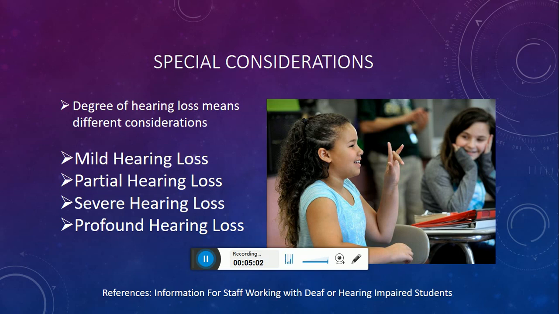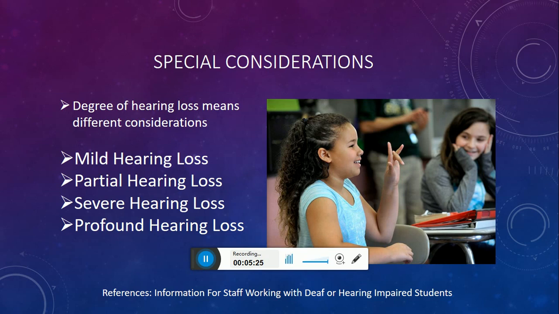Then we have moderate, or partial hearing loss. This is where a student has a considerable degree of useful hearing, but when aided, it may not be apparent that the student has a hearing loss, especially if their speech is fluent. A student may need to lip read if they have partial hearing loss.